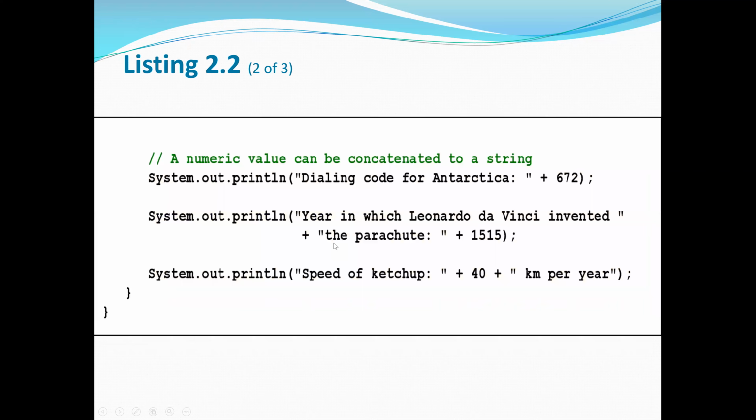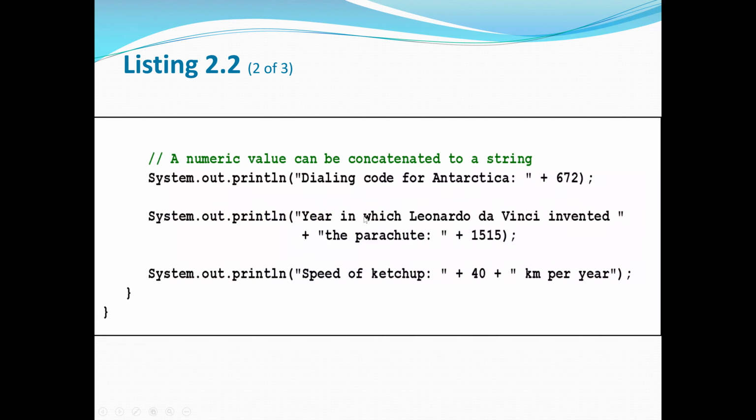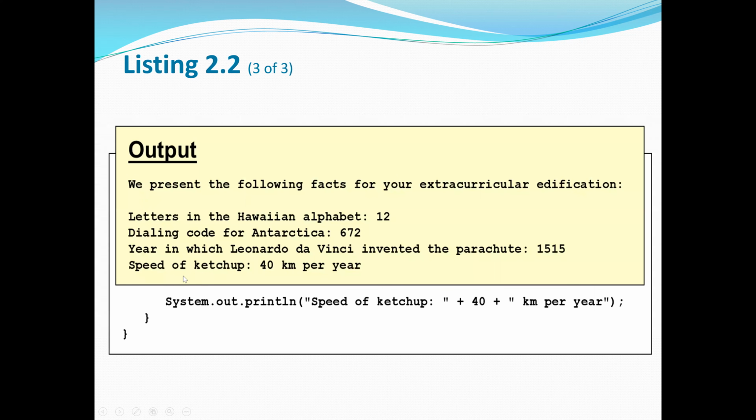So let's go back to the code to see what we are trying to say here. We have "Year in which Leonardo da Vinci invented the parachute", so it's a string, so we are joining it. And we can join it plus 15, where 15 is a value. But as we said, if we have one side a string and the other is a value, it's going to join, unless both sides are values, then it's going to perform an arithmetic operation. So that's our output.